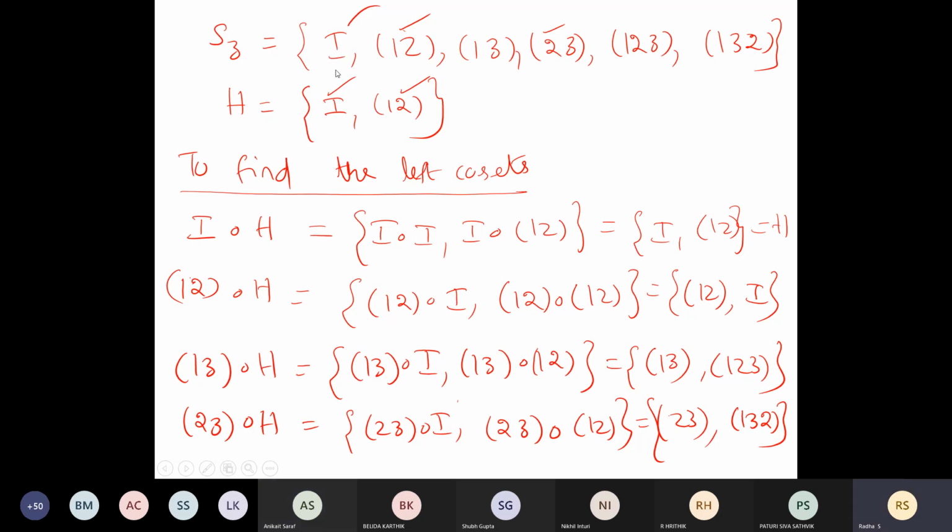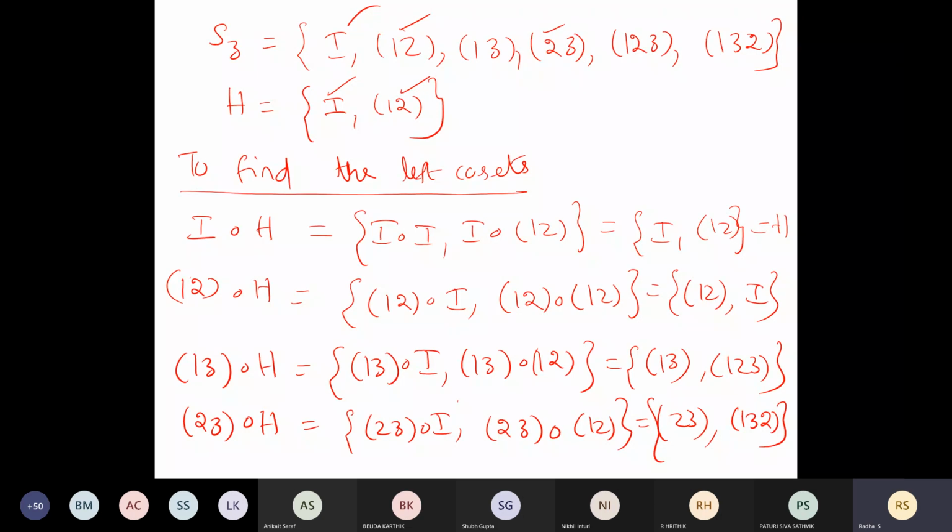1, 2, 3 composition H. How many distinct left cosets do you expect? It is equal to 4? Or 5? How many elements are there in S3? 6. How many elements are there in H? 2. So 6 by 2, 3 distinct cosets will be there because cosets will partition the group.